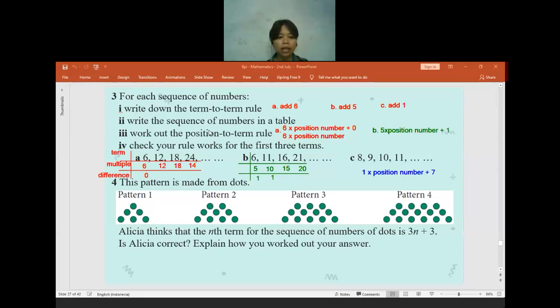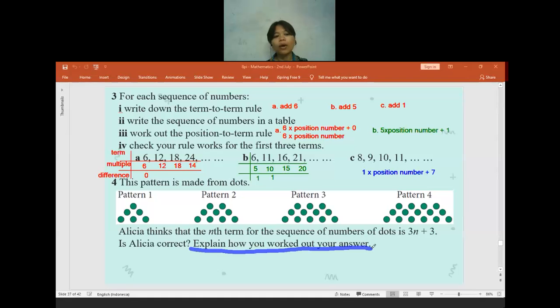You will replace the letter n with whatever pattern number you are going to show, or you are going to find the position-to-term rule first, and then from the position-to-term rule you change it into the nth term. Which way are you going to use to show it? Because here you also need to explain how you work out your answer. So how do you decide that the answer is correct? There are 2 ways. Which one do you pick? Replacing the letter n, or finding the position-to-term rule first?